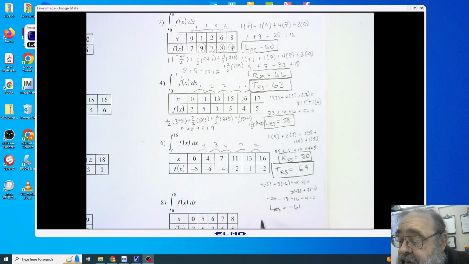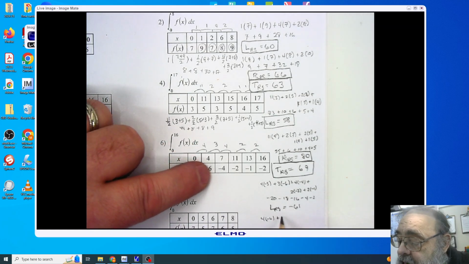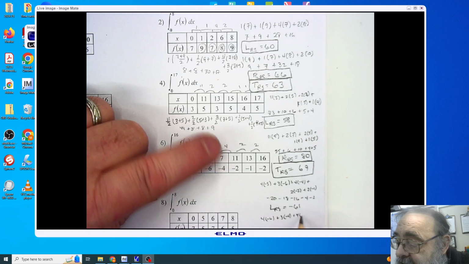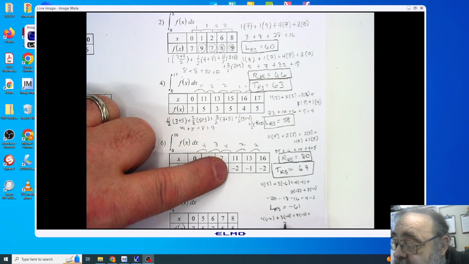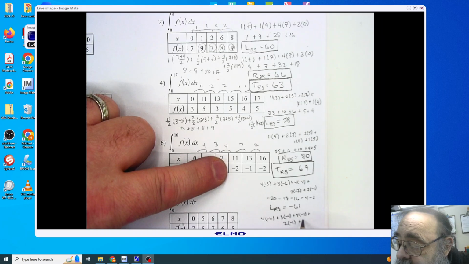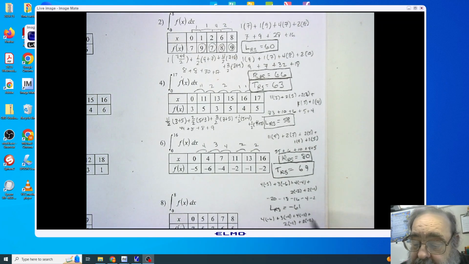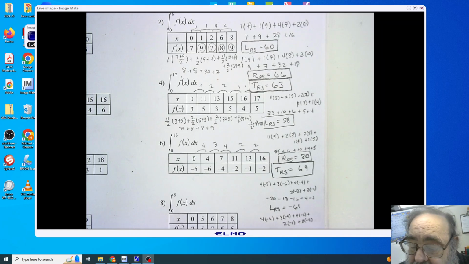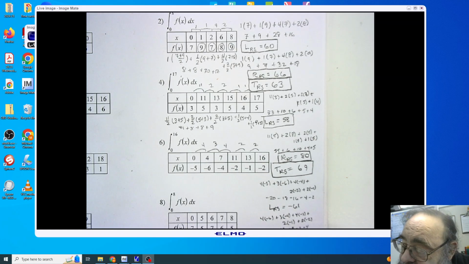-1, and -2. So we have 4 times -6 plus 3 times -4 plus 4 times -2 plus 2 times -1 plus 2 times -2. We're going to add all of those together. Notice this is giving me -24, -12, -8, -2, -4, and my right Riemann sum turns out to be -52.